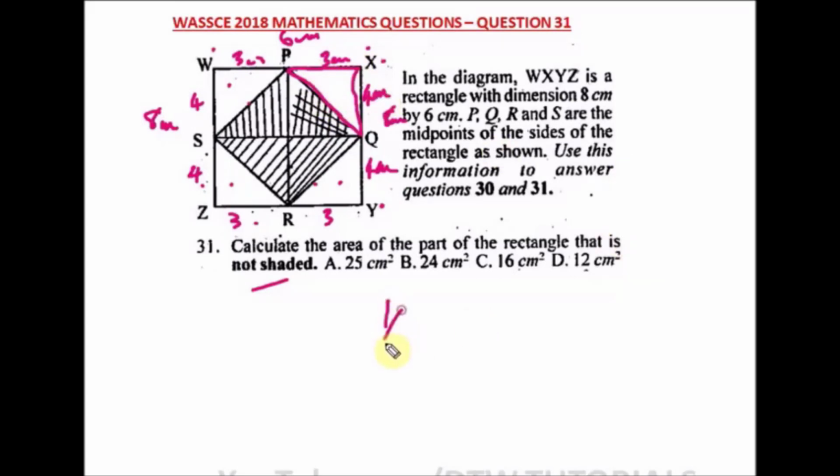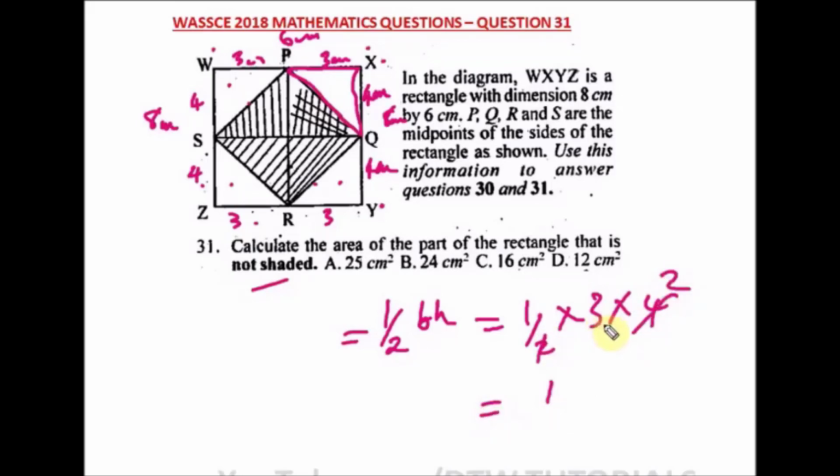Okay, so what's the area of this triangle? Remember, the formula for finding the area of a triangle is half base times height. So we have half, our base is 3, and our height is 4. So the 2 cancels here, and we have 3 times 2, which is 6. So this triangle is 6.